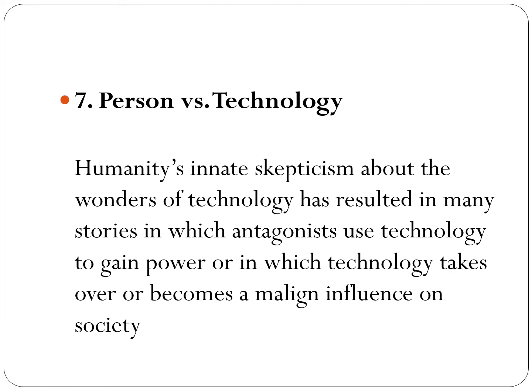Next is person versus technology. Humanity's innate skepticism about the wonders of technology has resulted in many stories in which antagonists use technology to gain power, or in which technology takes over or becomes a malign influence in society. So stories involving robots, supercomputers, or mutants developed by man fall under this category.